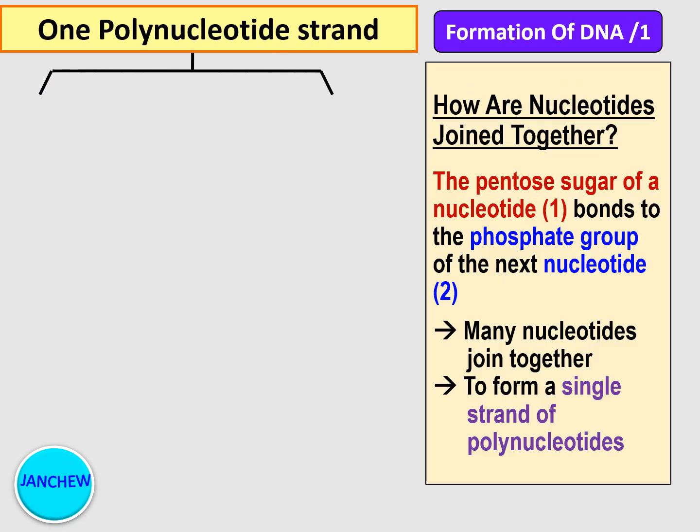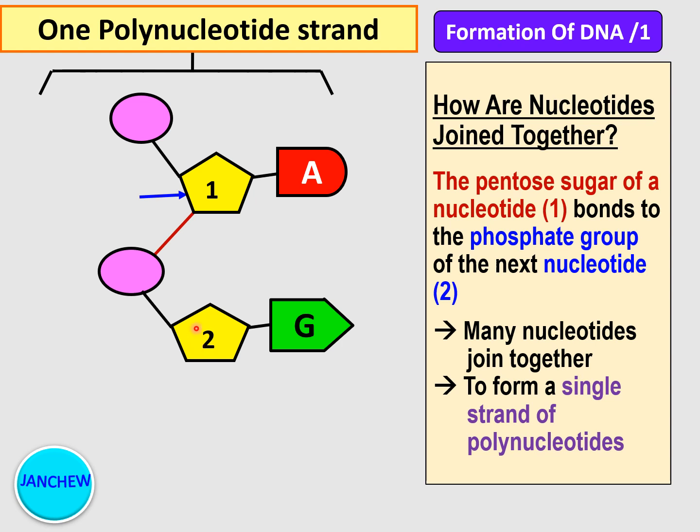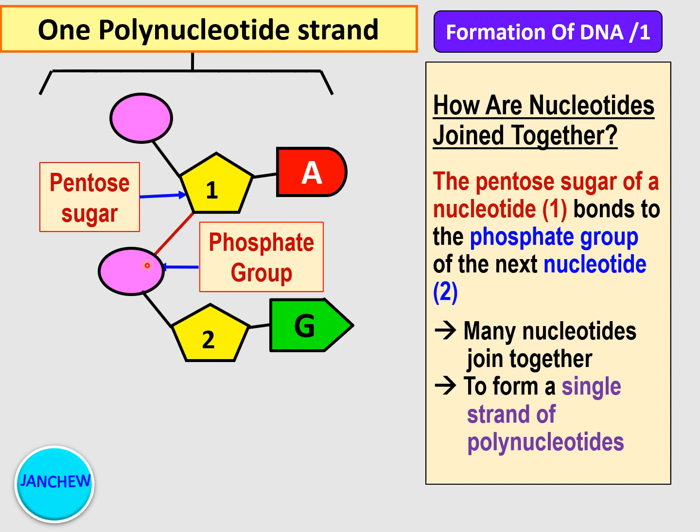Now let us discuss how the nucleotides are joined together to form the complex molecule of DNA. This diagram shows you the first nucleotide. Now the pentose sugar of this nucleotide will form a bond with the phosphate group of the next nucleotide. Okay, so a bond is formed between them.